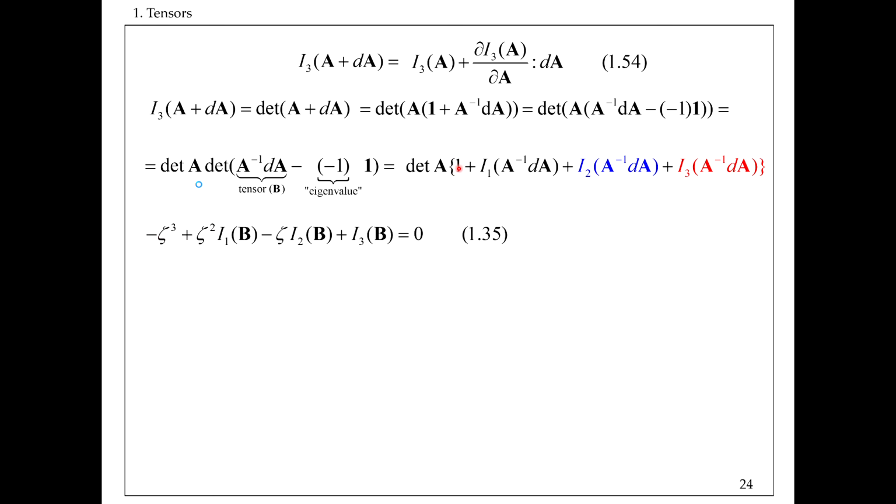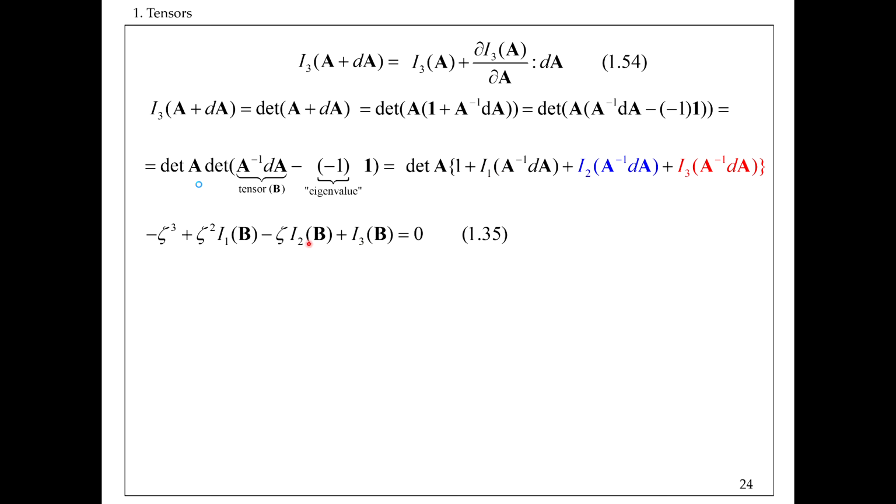so this is 1 here. And then we continue the same way, with the first invariant, but now what is our tensor? Our tensor is here, so it's the first invariant of a minus 1 dA, right? And that is supposed to multiply with xi square, and xi square was minus 1 squared, so plus. Everything is correct so far.